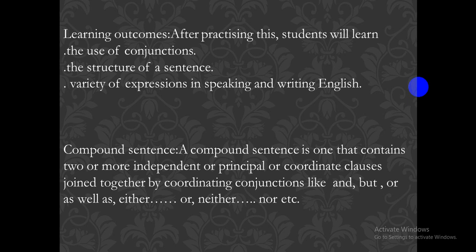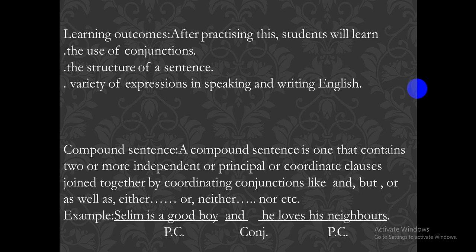Compound sentence. A compound sentence is one that contains two or more independent or principal or coordinate clauses joined together by coordinating conjunctions like and, but, or, as well as, either or, neither nor, etc. Example: Selim is a good boy and he loves his neighbors. Here, Selim is a good boy is a principal clause, and is a conjunction. He loves his neighbors is also a principal clause.